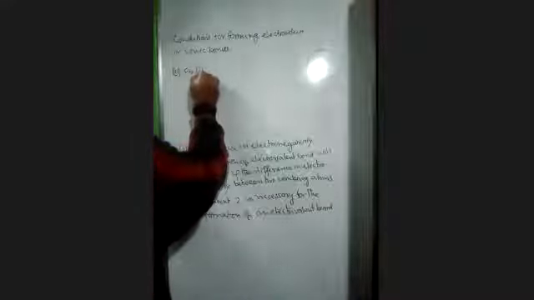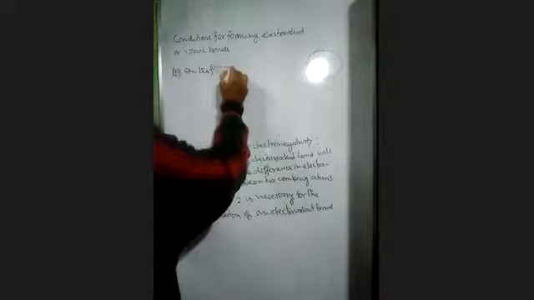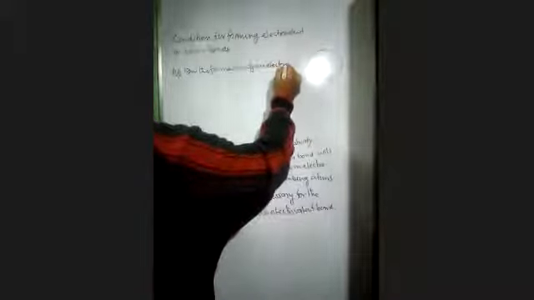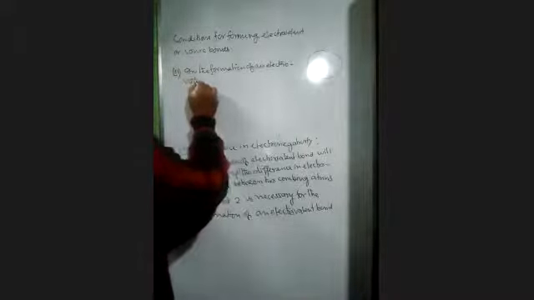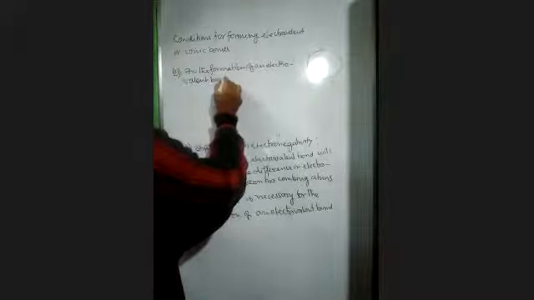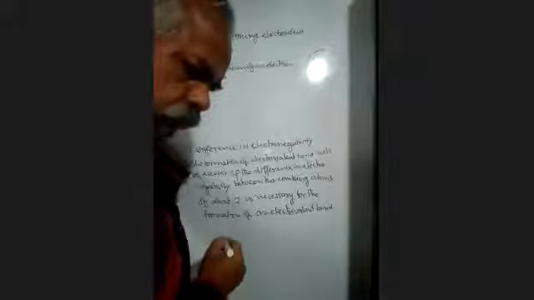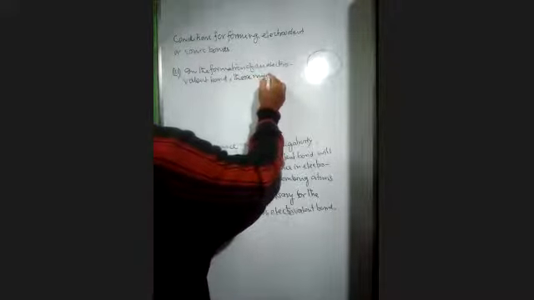Third condition, that in the formation of an electrovalent bond, there must be a decrease in potential energy. That is, they should be friendly with each other, not quarreling.